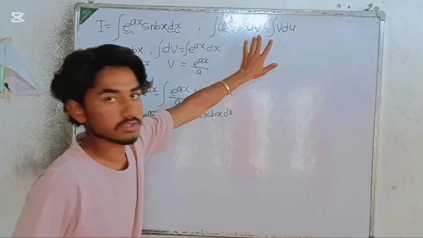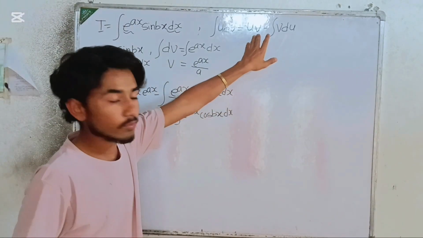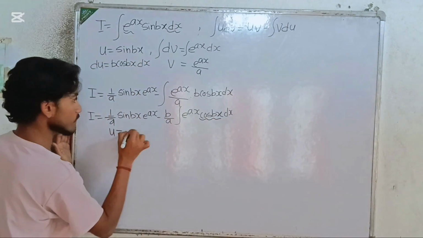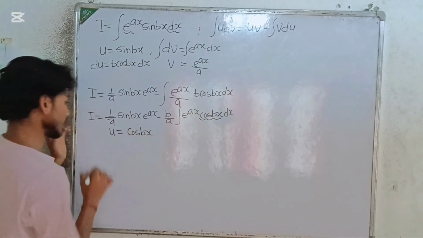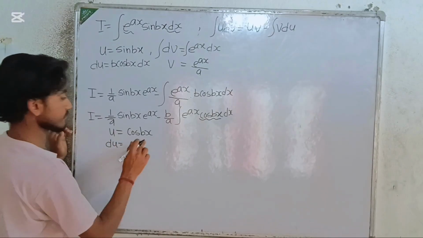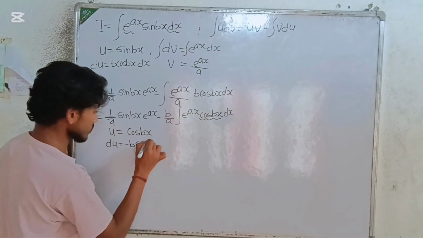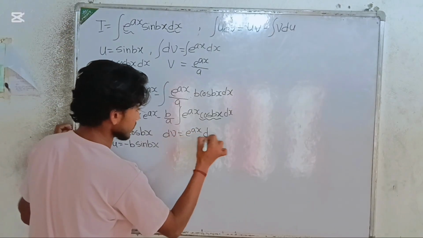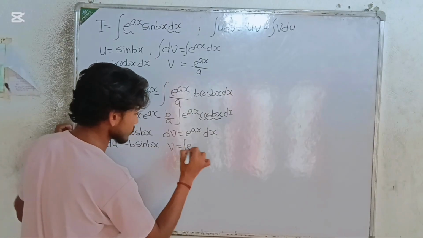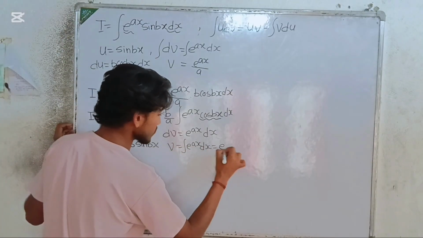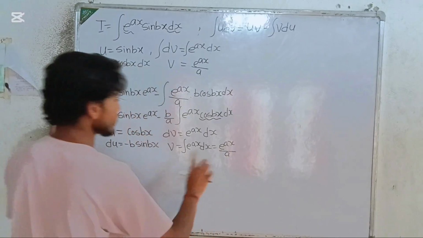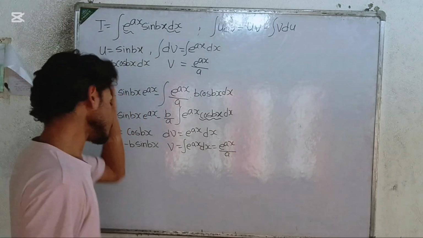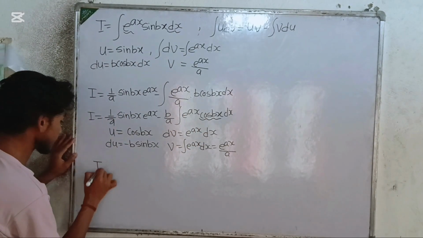After we get this integral, we use the same formula again. For the second case, u is my cosine of bx, so du is minus b sine of bx. dv is e to the ax dx, and to get v I integrate e to the ax dx, so I get e to the ax by a. I'm not using an integration constant because we add it at the end, so we don't have to worry about that. Now we rearrange our equation.